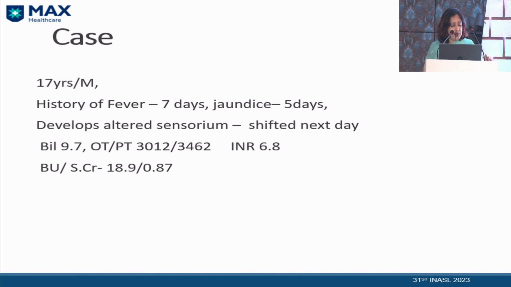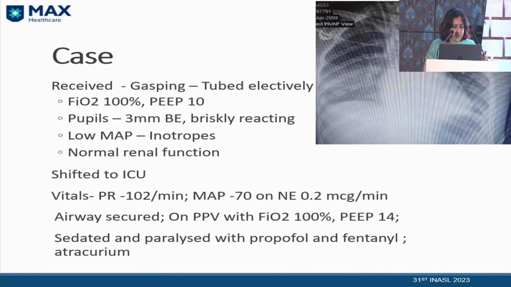Once he came in, these were the reports they came with: high bilirubin with elevated enzymes, an INR of 6.8, and normal renal function. When this patient came to the emergency, he was gasping and in altered sensorium, and he was intubated in the emergency. They needed a high FiO2 and high PEEP to maintain his saturation. The pupils were reacting. The blood pressure was low, so they started inotropes, and he was shifted to our ICU.